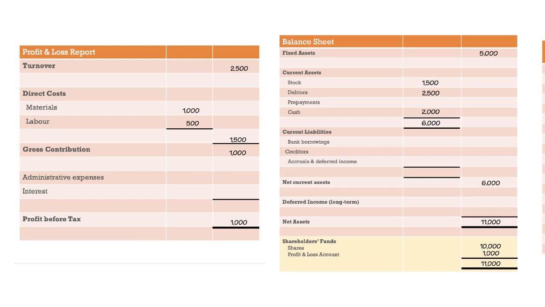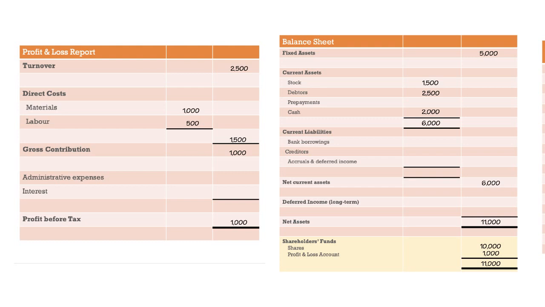Now, if you look at the balance sheet and the bottom half, that gross contribution of £1,000 is being added to the investment made by the owner, because that profit is owned by the owner. It's their profit. So that bottom half of the balance sheet becomes £11,000. Equally, the top half of the balance sheet becomes £11,000, and that's represented by £5,000 of fixed assets, the £1,500 remaining in stock, the £2,500 that is owed by our customer, and the £2,000 that remains in the bank.